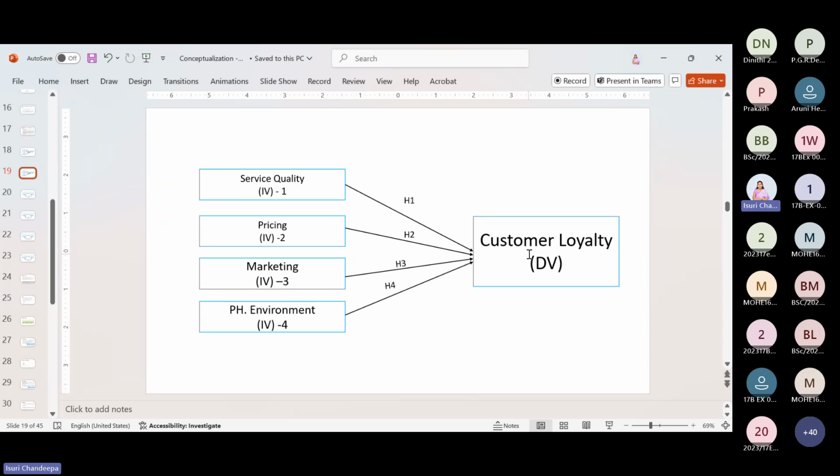Or else you can put all these 4 variables into a basket, name that basket, and include that with the dependent variable. An example here: the service, pricing, marketing, and the environment. We take it as a group of 4. What are we calling it?